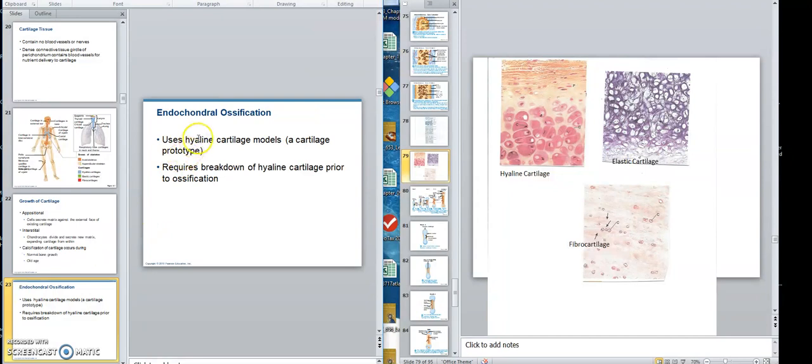So, the hyaline cartilage model is a prototype. Now, this is where that movie really comes in and can explain it. Okay? It requires breakdown of the cartilage prior to ossification.